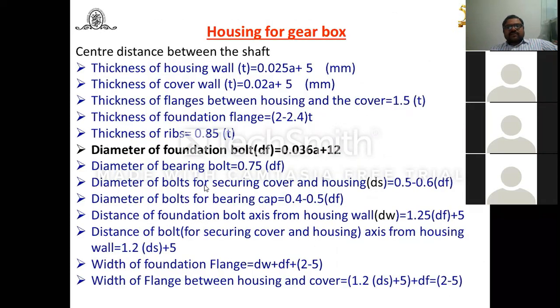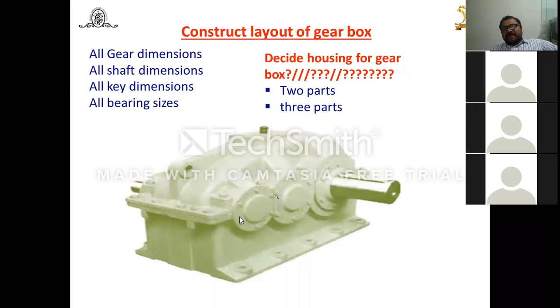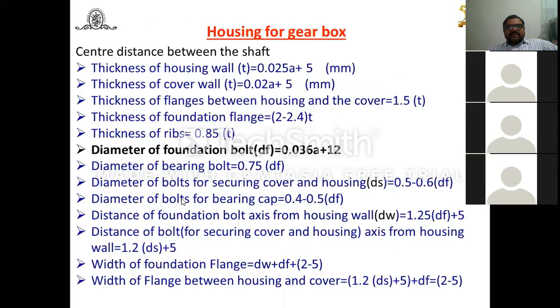Then next one is the securing bolts for cover and housing. Here, this is a bearing cap or a bearing cover, which is fitted to prevent the dust and other particles from coming inside. This bearing cap is a closed one, but for the input and output shaft, it is an open one, having a hole at the center. The dimensions of this you will get from the diameter of the bolts for the bearing cap.